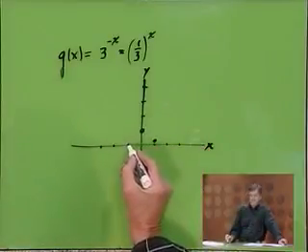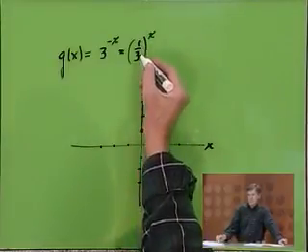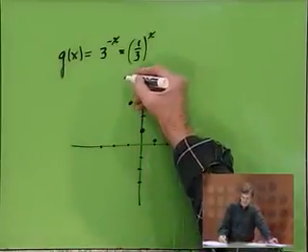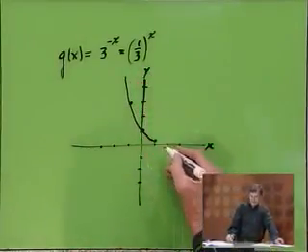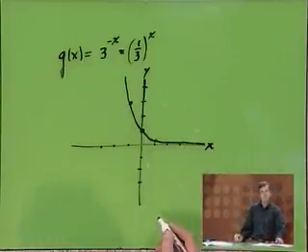And if I go over to -1, I go up the reciprocal of the base, and the reciprocal of 1/3 is 3, so I get a point at 3. And so this graph comes down and approaches the positive x-axis as a horizontal asymptote.